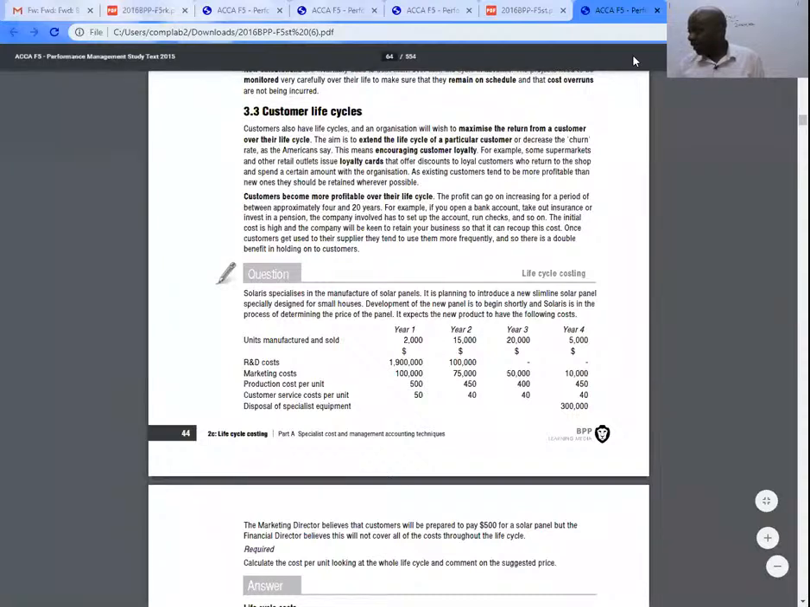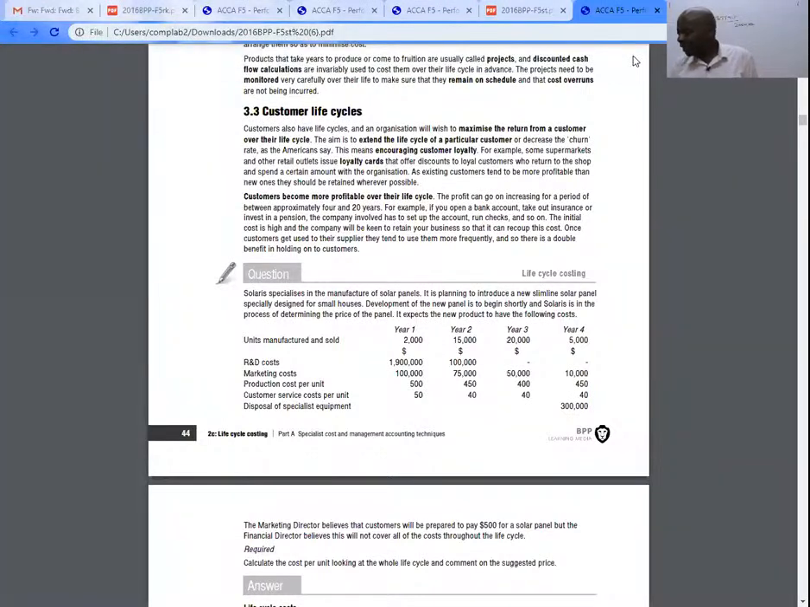From Aurelia, 235,000. But can someone else confirm this figure? For the marketing cost. So for the marketing cost, I'm being told it's 235,000.